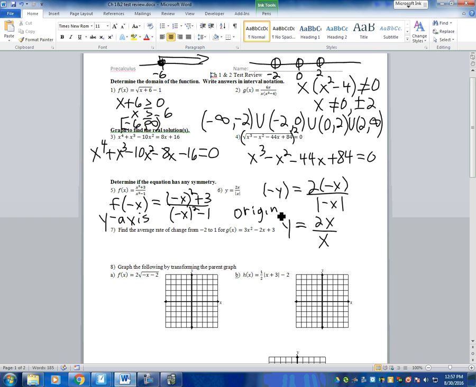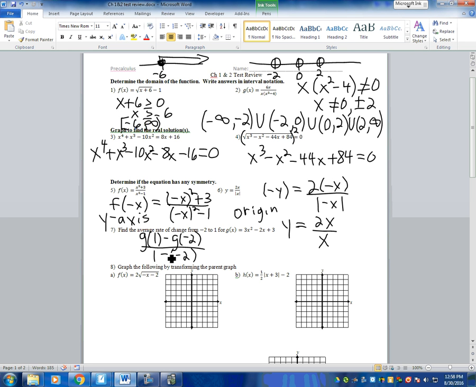All right, find the average rate of change from -2 to 1. Okay, so average rate of change is just slope. We've just got to find g of 1 minus g of -2. That's kind of like your y2 minus y1 over 1 minus -2. Do you know how to calculate g of 1 and g of -2?